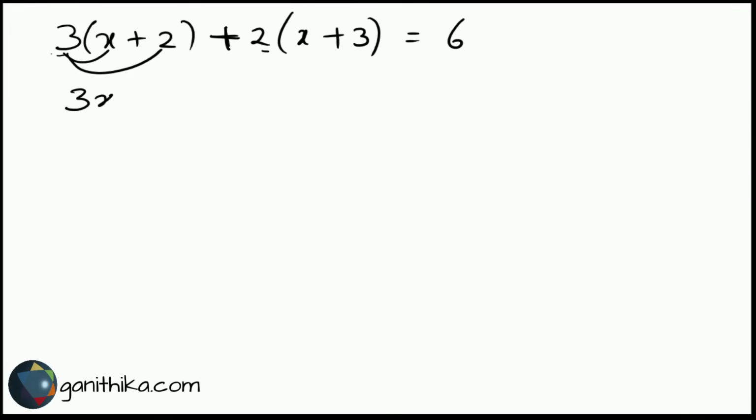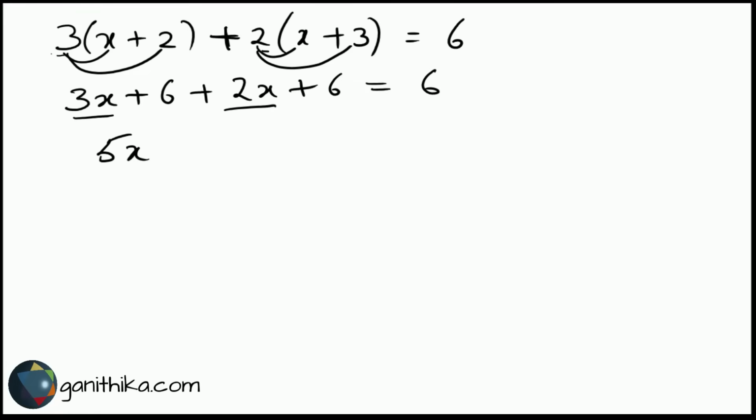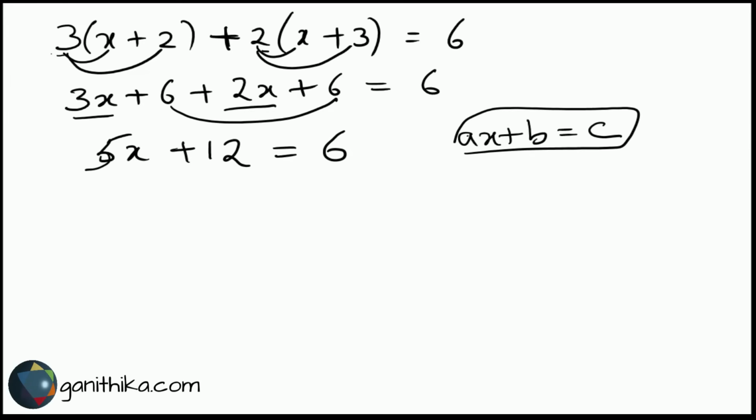So it is 3x plus 6 on this, and then 2x plus 6. Be careful about the positive negative sign. We have all positive here, equal to 6. So we can add the like terms, 5x, and I can add these two 6's and make it 12 on this side and keep the 6 on the other side the same. So we are now reducing this equation to something like ax plus b equal to c form. So we know how to do this.